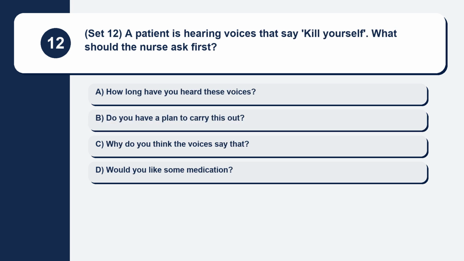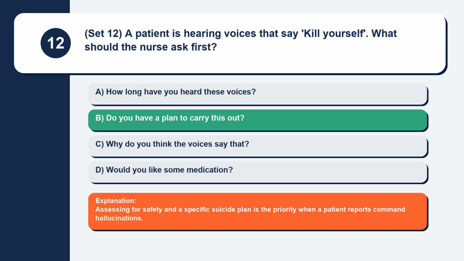Question 12. Set 12. A patient is hearing voices that say, "Kill yourself." What should the nurse ask first? How long have you heard these voices? Do you have a plan to carry this out? Why do you think the voices say that? Would you like some medication? Assessing for safety and a specific suicide plan is the priority when a patient reports command hallucinations.